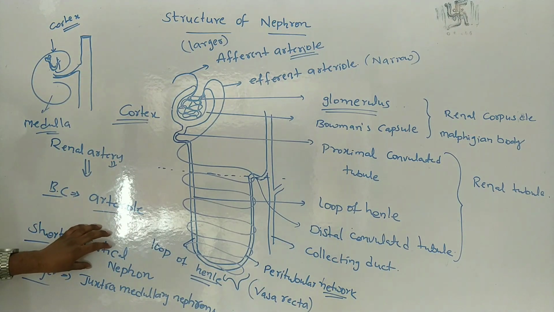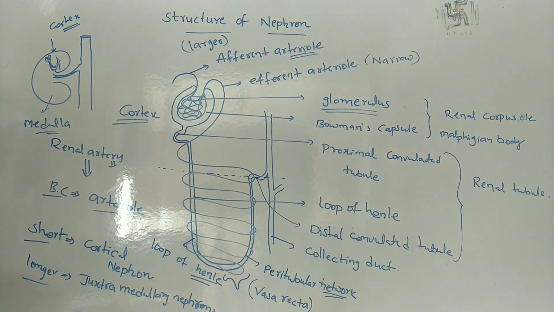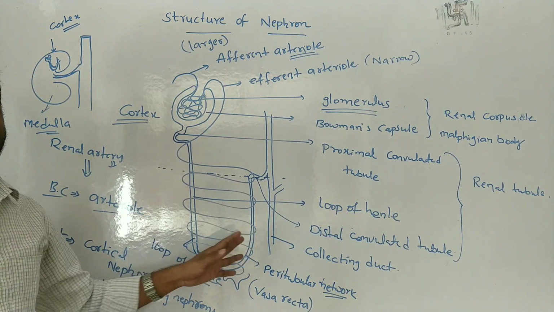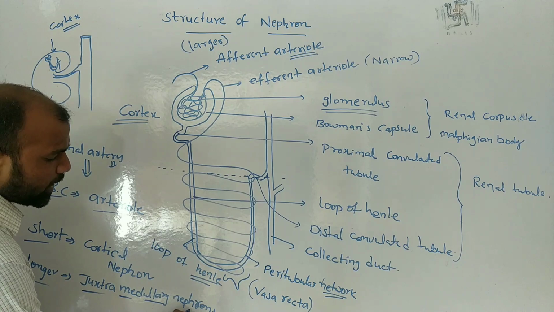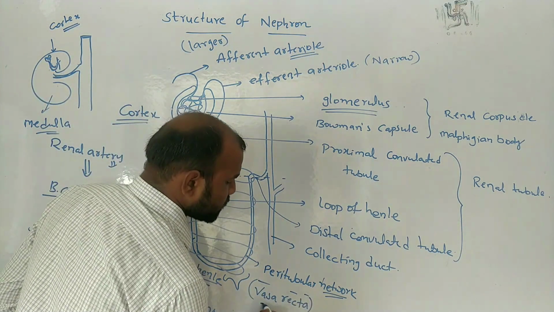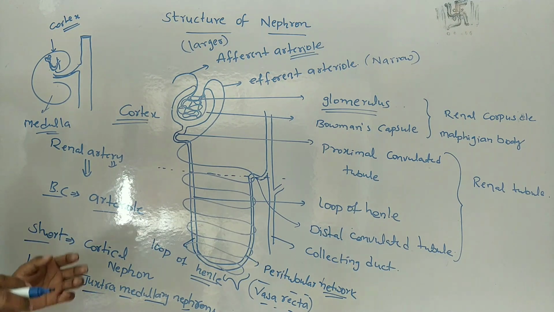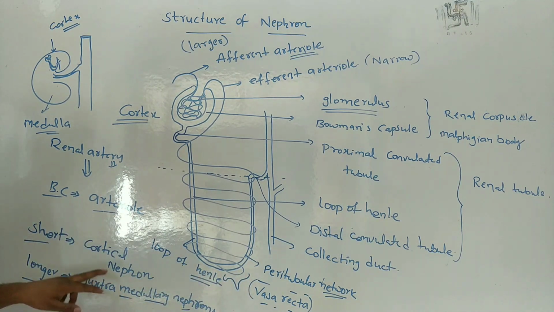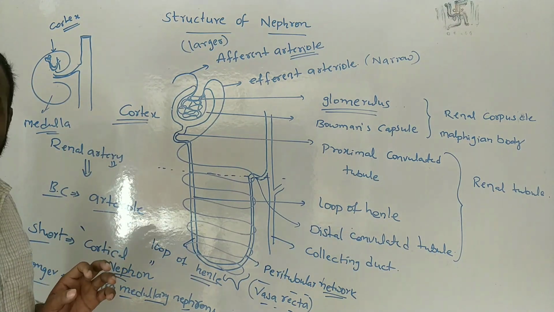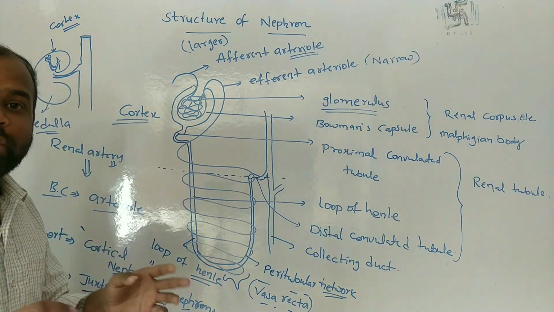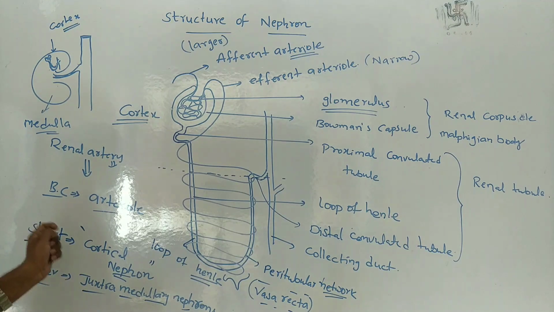In the cortical nephrons, the size of the loop of Henle is very short, whereas the nephrons with the longer loop of Henle are known as juxtamedullary nephrons. Around the juxtamedullary nephrons, a highly developed vasa recta is present. In the cortical nephrons, very little vasa recta is present, or it is reduced or even absent, because they are very short and not present deep in the medullary region. So that is about the structure of the nephron.